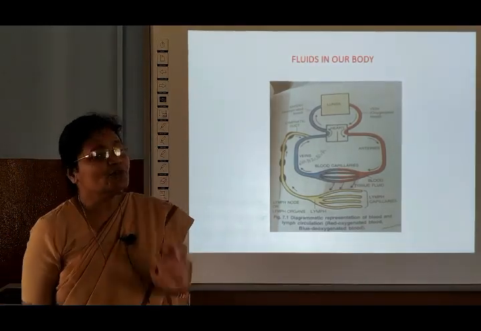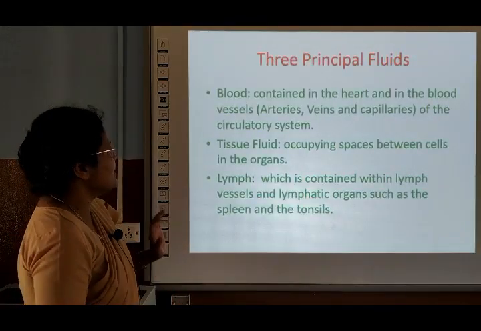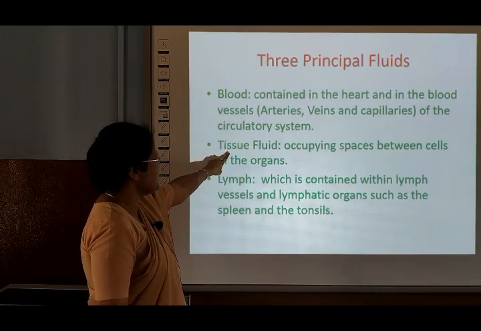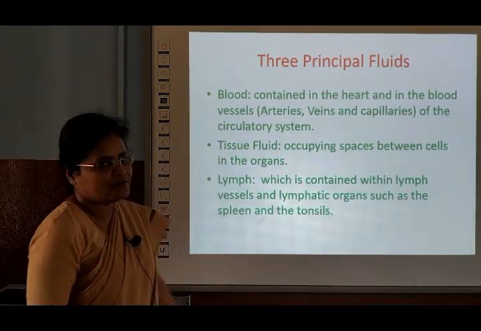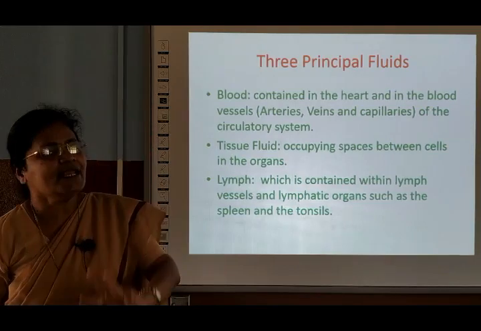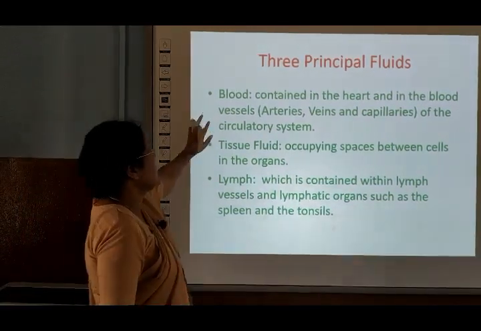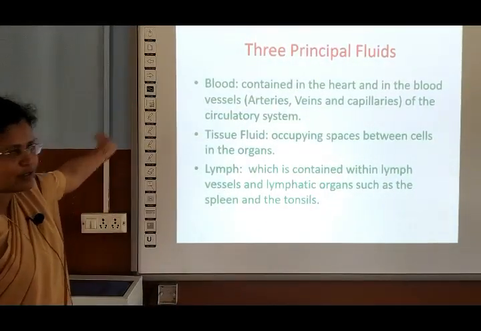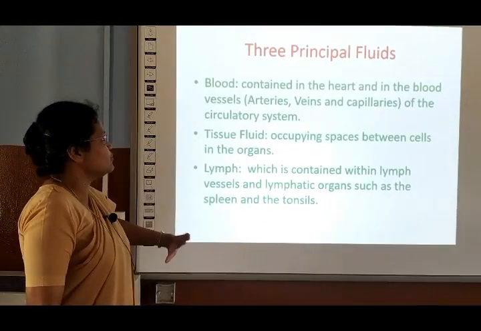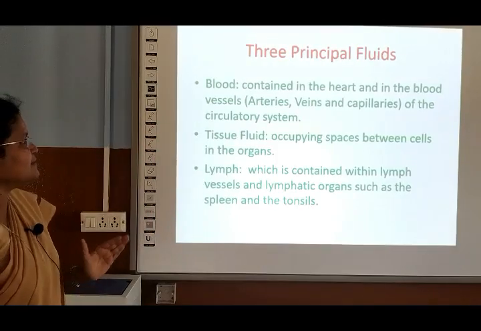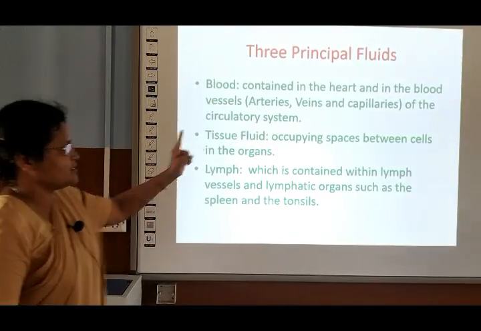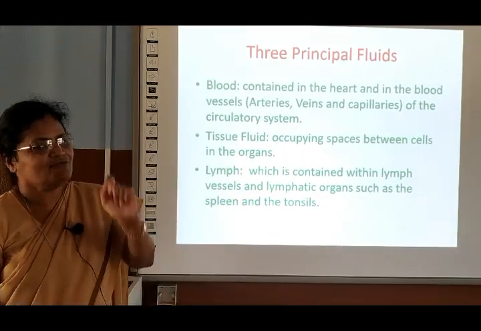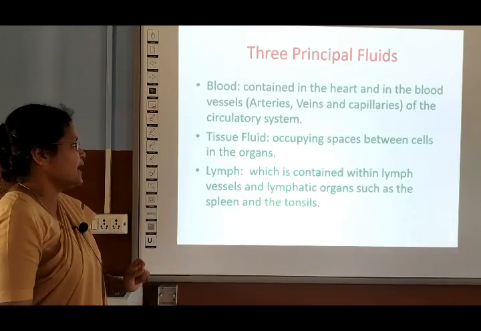Now we come to the fluids in our body. There are three principal fluids in our body. Number one, the blood. Second, the tissue fluid. Third, the lymph. I repeat, we have three principal fluids in our body: the blood, the tissue fluid and the lymph. Now, before we go to the diagrammatic explanation, the blood is contained in the heart and in the blood vessels, that is in arteries, veins and capillaries. I will teach you what is artery, what is vein, what is capillary.